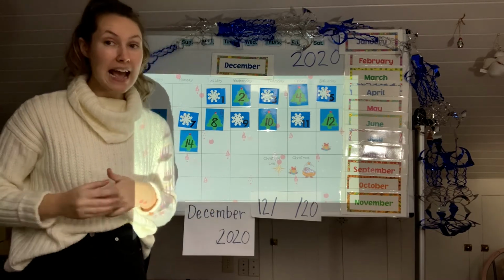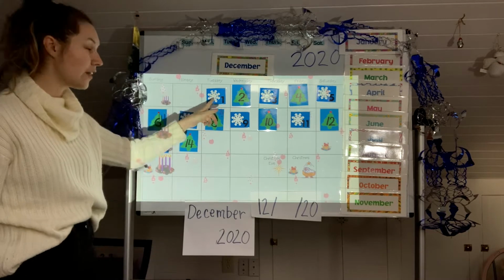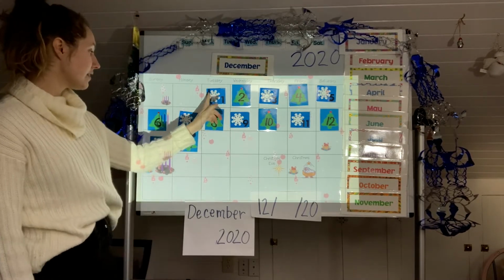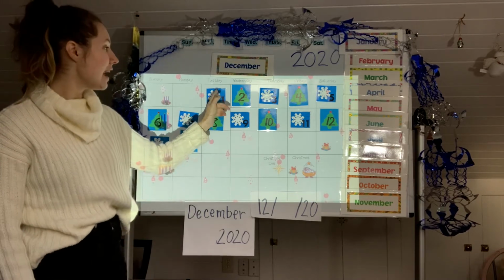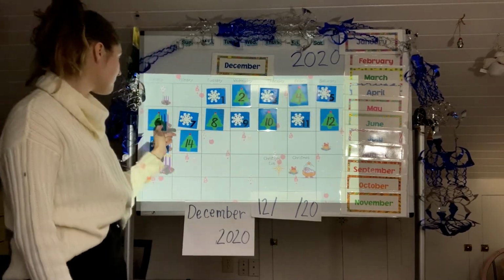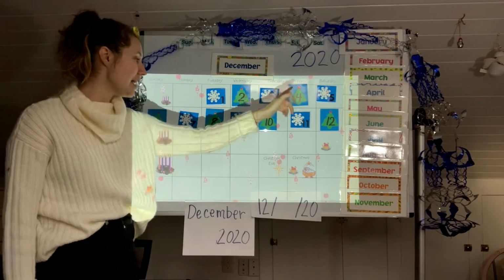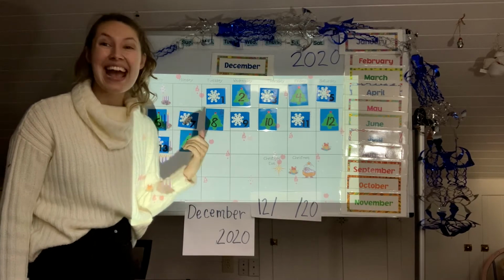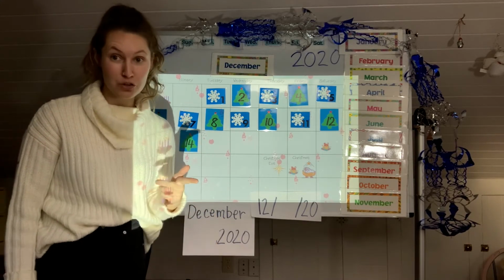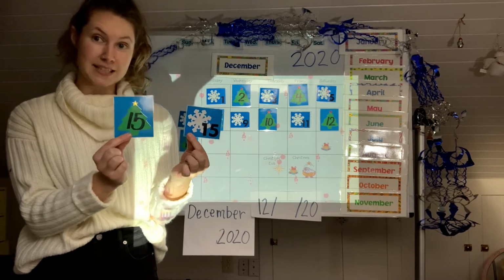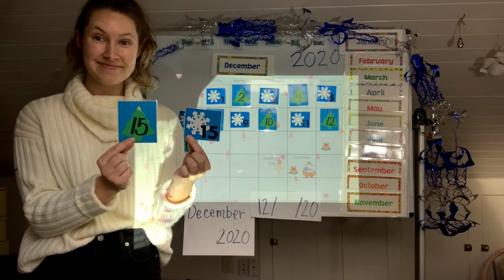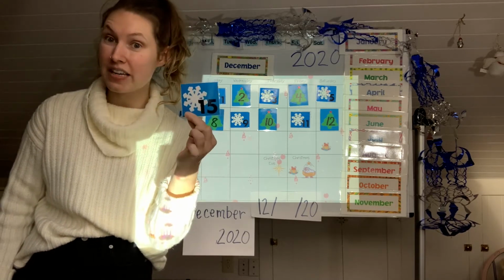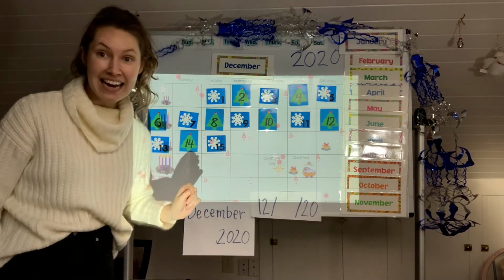Now we've been using an A-B pattern, right? Snowflake is our A, and Christmas tree is our B. So let's think about our pattern. A, B, A, B, A, B, A, B, A, B, A, B, A, B. Now we need our A again. So we're going to need which one? Snowflake or Christmas tree? Snowflake, right. The snowflake is our A in our pattern. So we're going to use our snowflake. Okay, now we've added the 15.